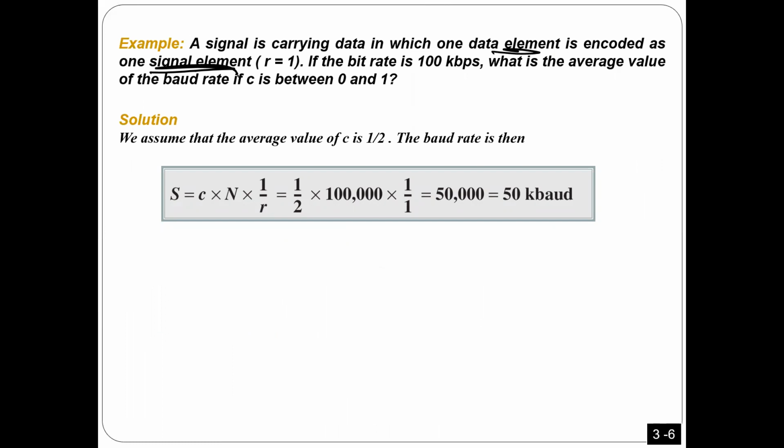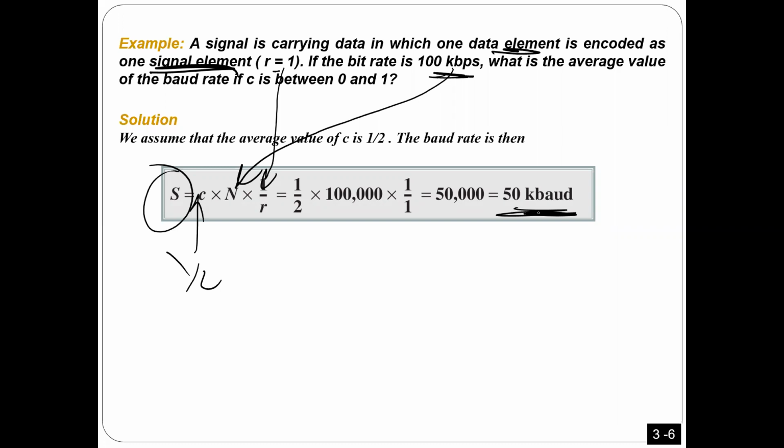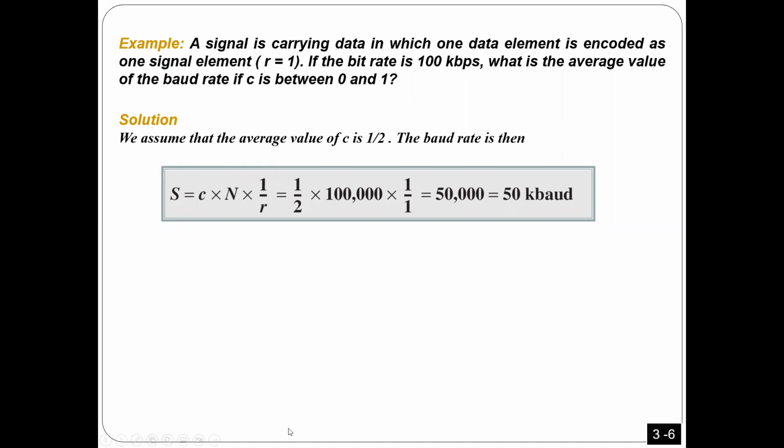And then I give you here, bit rate is 100 kilobit per second. This is the bit rate. Also, I already gave you R is 1, and C always half. So now I want to calculate the bandwidth. So you'll find S here, which is the bandwidth, is going to be 50 kbaud. So given this scenario, if I want to get 100 kilobit per second, the bandwidth has to be 50, okay?